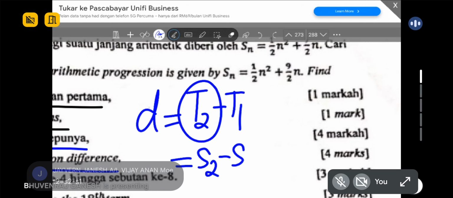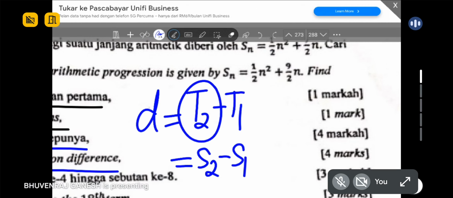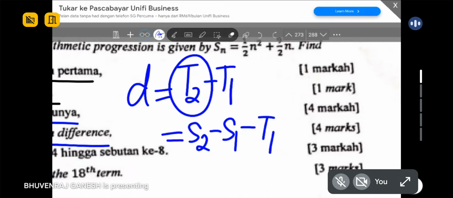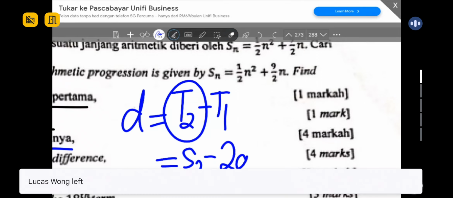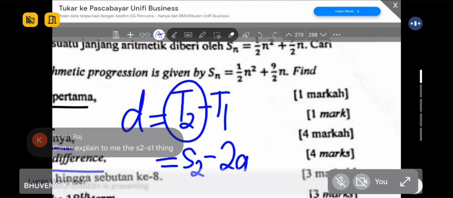T2 is actually S2 minus S1 guys. Do you get the concept? Hasil tambah dua sebutan pertama minus sebutan pertama. Kamu dapat sebutan kedua. Betul? So T2 is S2 minus S1, and D is T2 minus T1. So this is your formula guys for D. Okay? So you substitute N is 2, N equal to 1. Actually these two are the same lah guys. Dua-dua sama. So it's just 2 times of A. Am I right? S2 minus 2A.